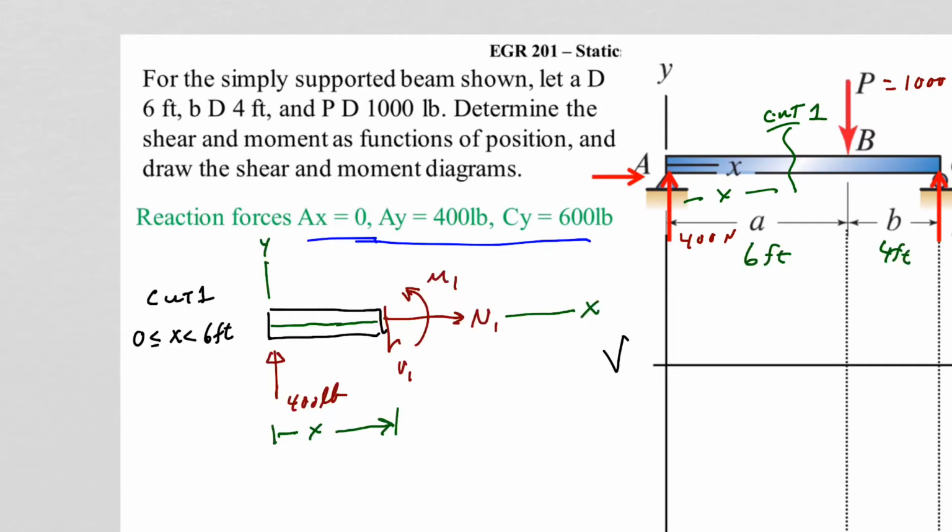Okay, you can see I've drawn our first free body diagram. One thing to point out, the problem also states that A is 6 feet and B is 4 feet. So I'm making this cut between 0 and 6 feet. So I label that for this section. I've drawn my free body diagram for it with my 400 pound reaction force, my shear force V1, my normal force, and my moment at 1. And it's at some random location, X.